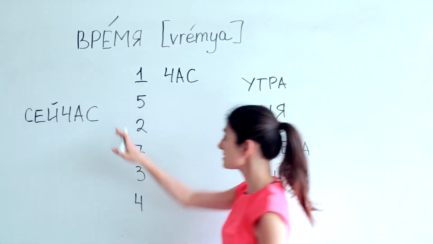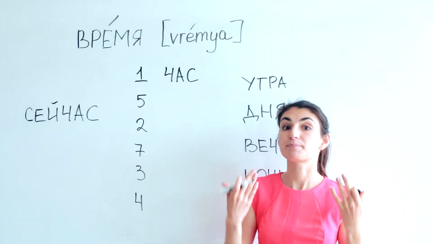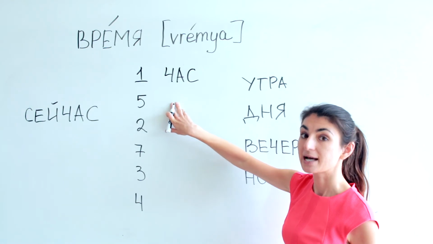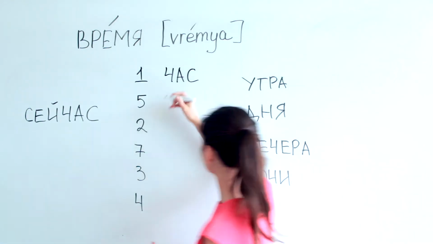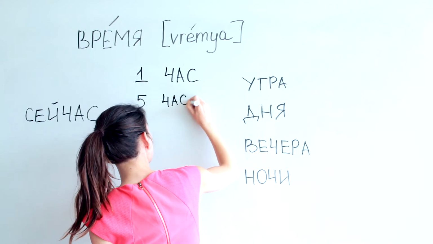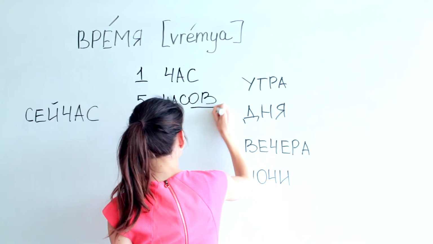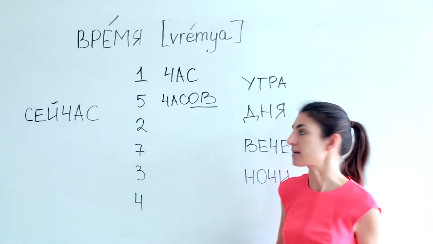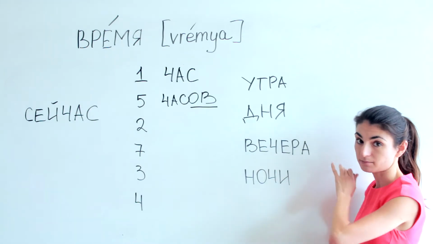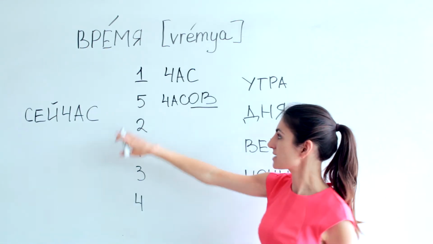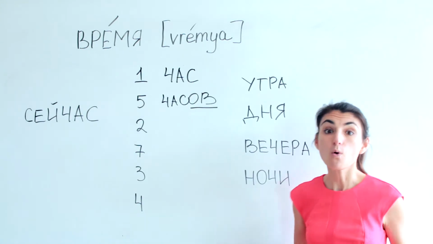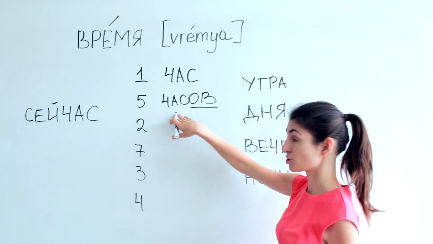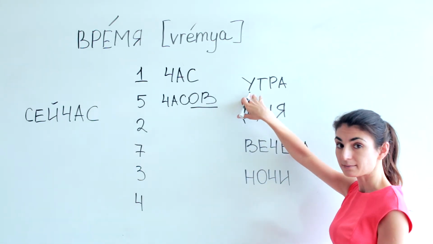Alright? Сейчас, we say 5. Сейчас 5 часов. Okay, good job. Let's say in the evening. Вечера. So it's 17. Сейчас 5 часов вечера. Or it might be 5 a.m. in the morning. So, сейчас 5 часов утра.